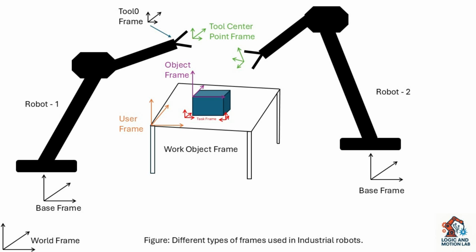Now between all of this, the work object frame is very important. For example, if you want to move this table to somewhere else, you just need to update the user frame data. Then all other values will stay the same, since the other data is relative to the user frame.